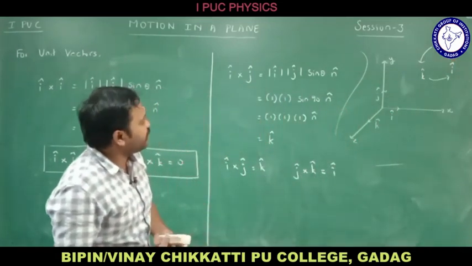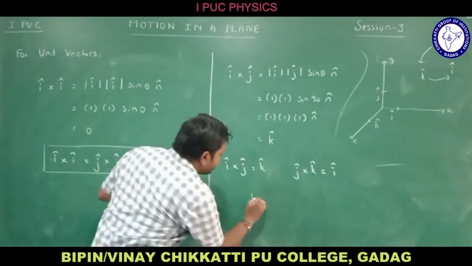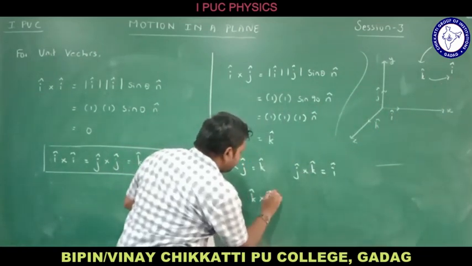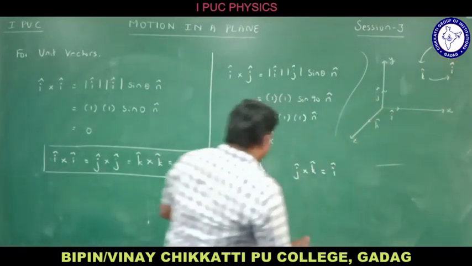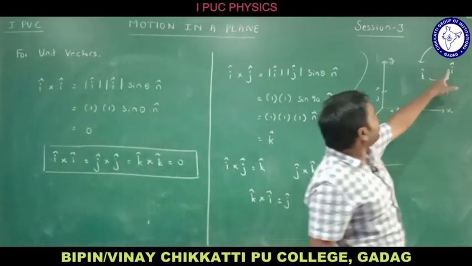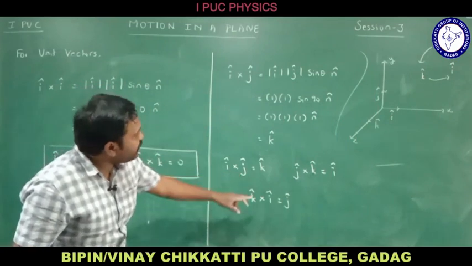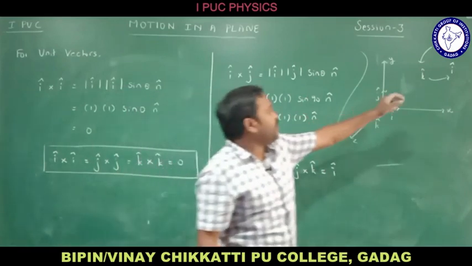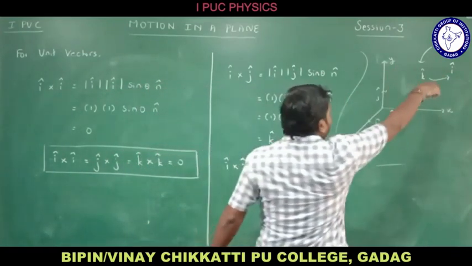So let me take it here. I cross J is equal to K. K cross I, what do you get? J, right? It is like that. So I cross J is equal to K, and K cross I is equal to J. Again, if I am taking J cross K, what is J cross K?